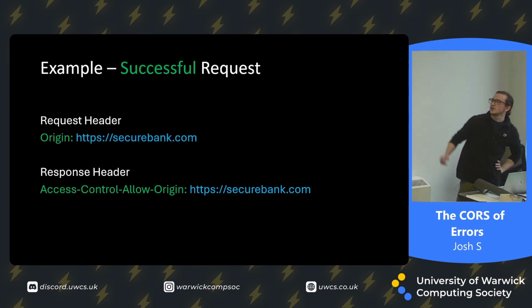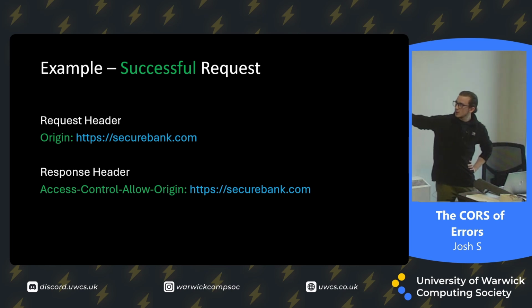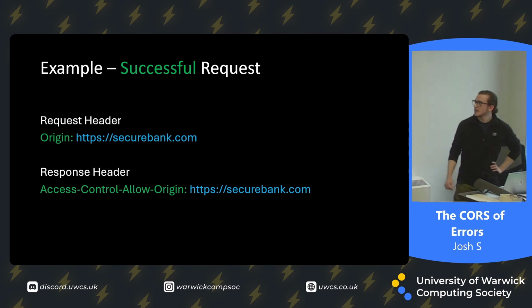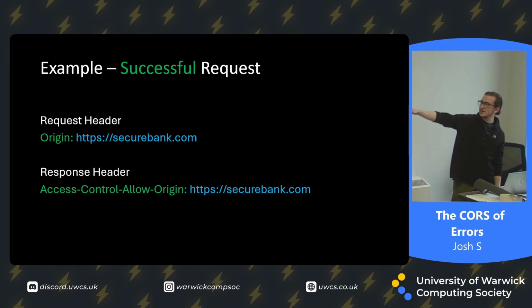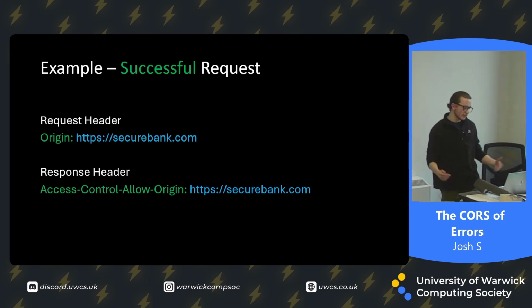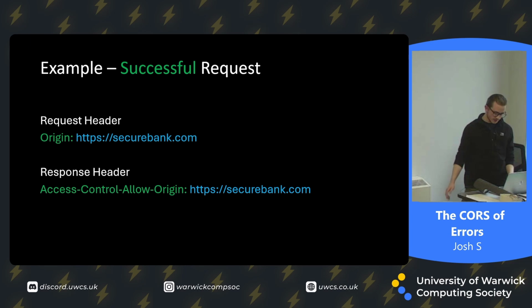So again, we're on securebank.com, we send the request, the browser adds the origin header, and then the server receives the request, okay, I am allowing securebank.com to make a request to me. So then it sets the access control allow origin header to the client's origin, sends it back, and the browser sees this, they match, perfect.